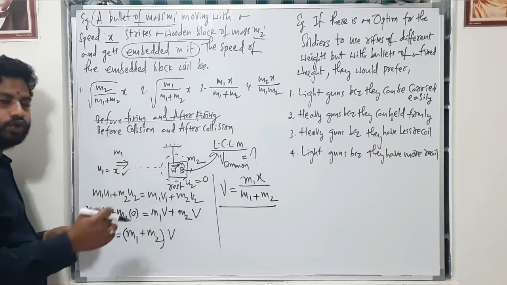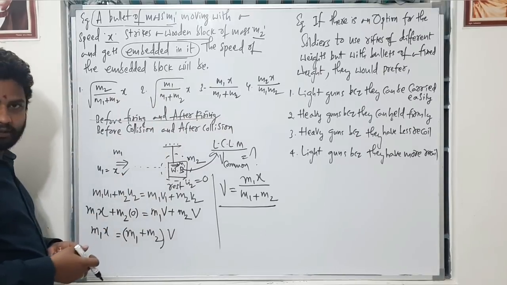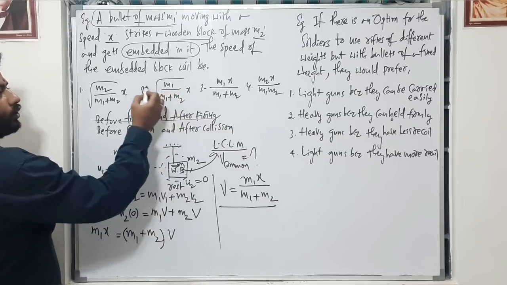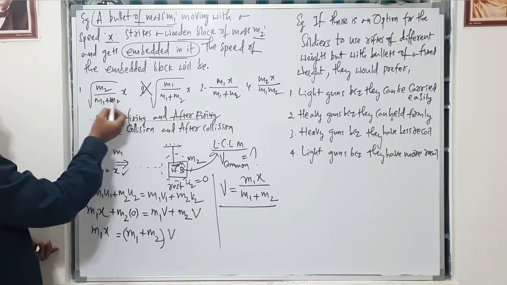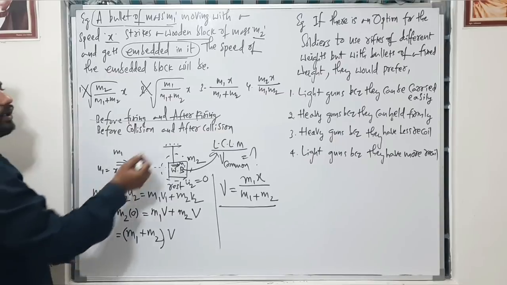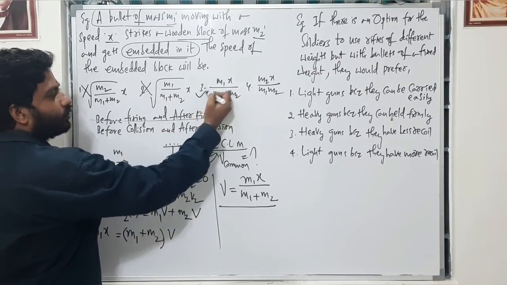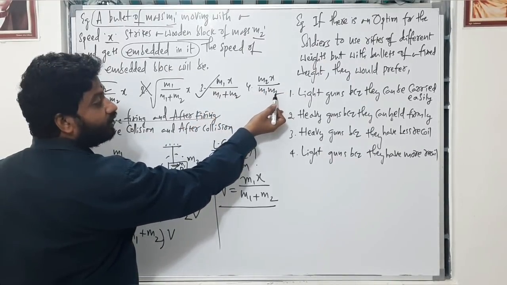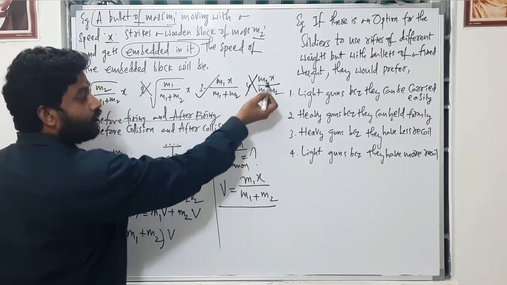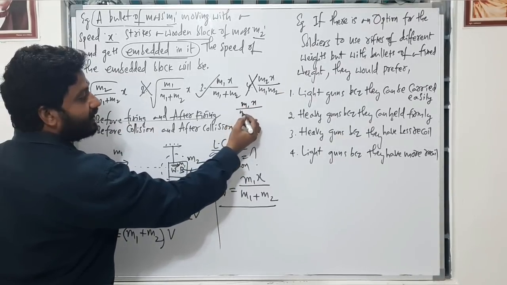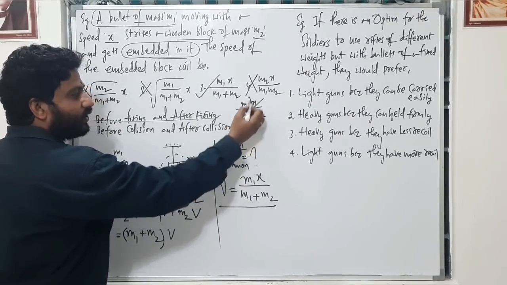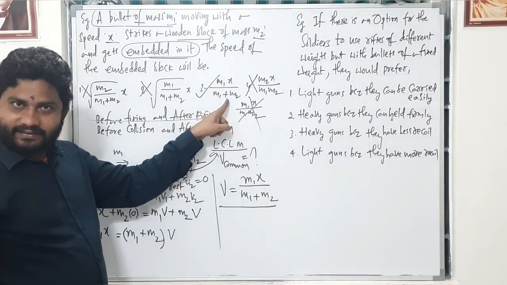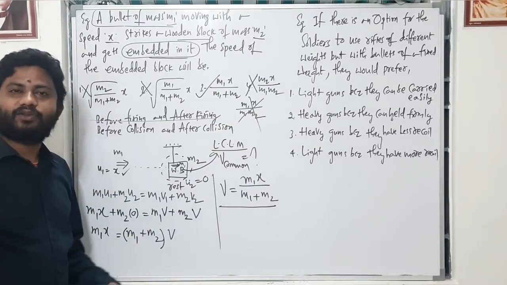To confuse you, in the options you check. They've given the same m1x by m1 plus m2 with the square root. So that's wrong. Then this is m2x by m1 plus m2. That is also wrong. Here m1x by m1 plus m2. Yes, correct. Right? Here m2x by m1 into m2, it is wrong. Sometimes the option may be m1x by m1 into m2. That is also wrong. In the denominator, there must be the sum of the masses. Check here. Like that you should check.